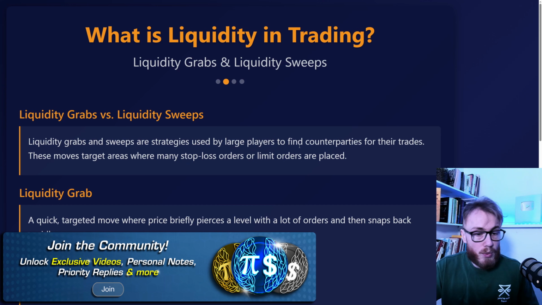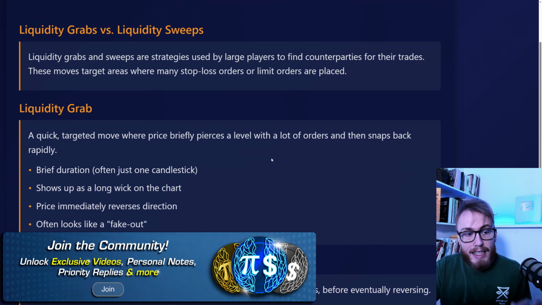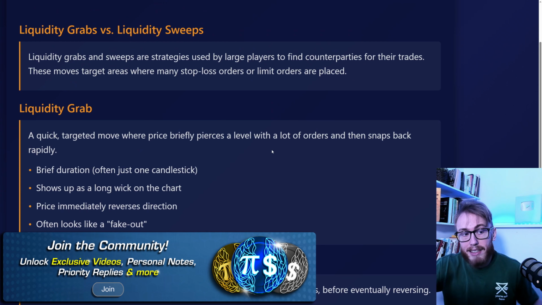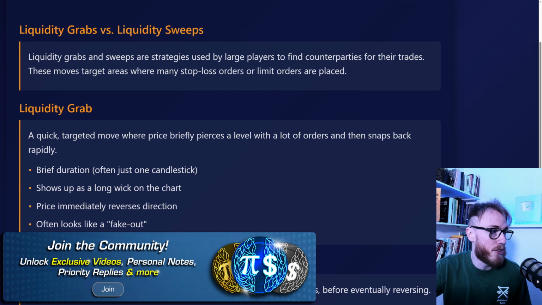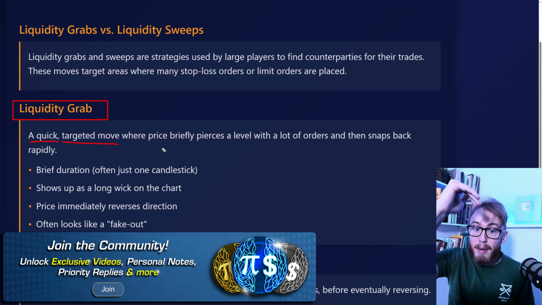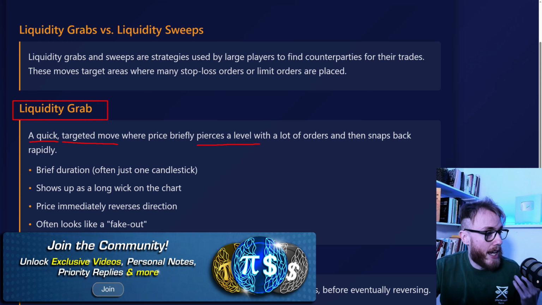But first, we need to understand that there's a slight difference here between a liquidity grab and a liquidity sweep. Some traders will use them in the same way, that they mean exactly the same thing, but there is a bit of nuance here. So let's first take a look at the liquidity grab. A liquidity grab is a quick, targeted move where the price briefly breaks a level or pierces a level with a lot of orders and then snaps back.